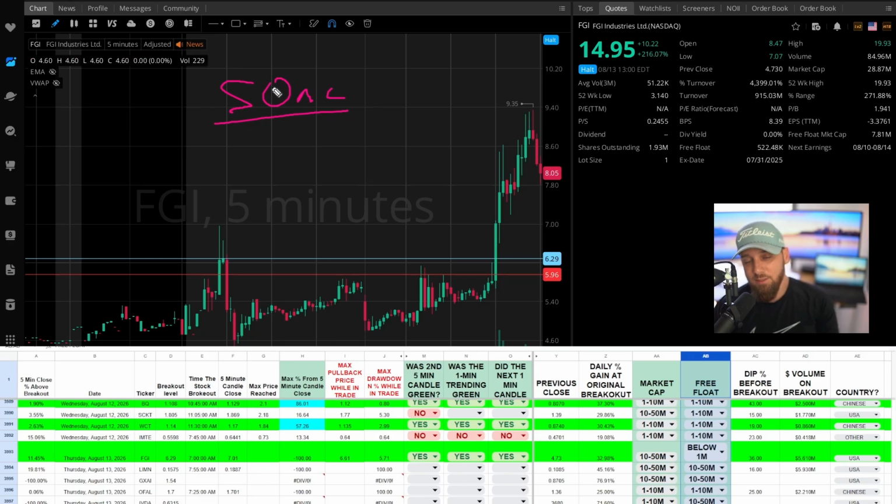And so for me, I just stopped tracking the ones that are over a $50 million market cap. And then right here for free float, same thing. Free float must be under 50 million. As soon as you get over 50 million, the chances of you getting 10, 15, 20% after a breakout drop drastically. Okay. So market cap and free float are both very important.